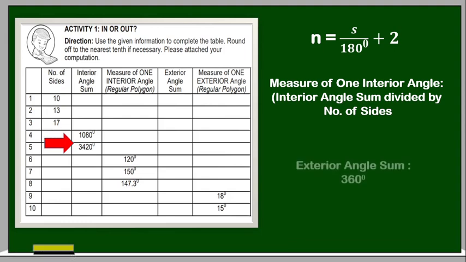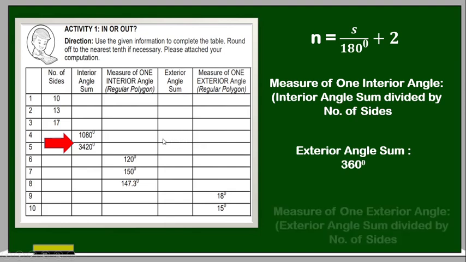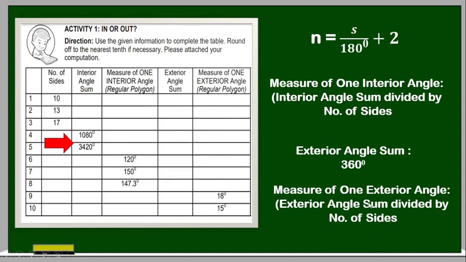Next, the exterior angle sum is always 360. So here, 360. To compute for the one exterior angle, it should be the exterior angle sum, which is 360 degrees, divided by your computed number of sides. That's why the number of sides is very important to answer the remaining columns.